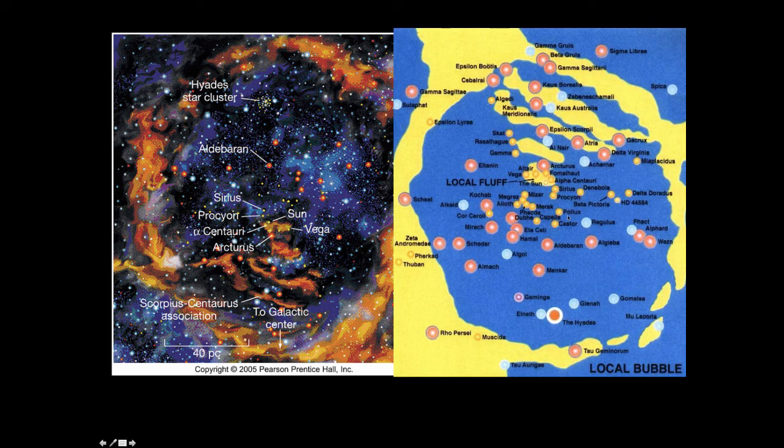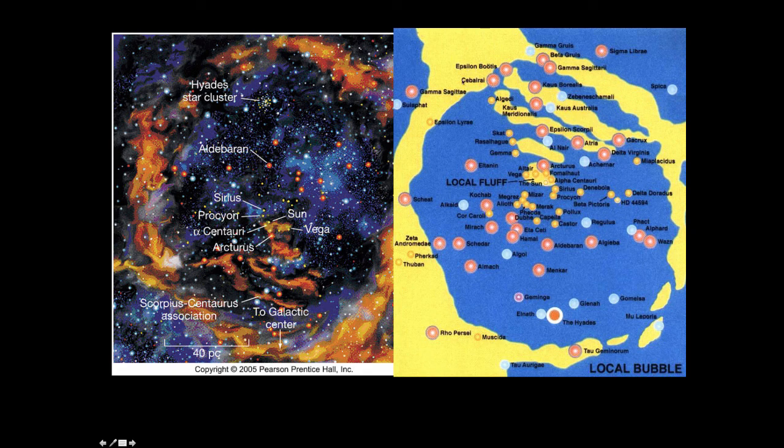Here is an artistic impression of a map that we've been able to make of the gas in our solar neighborhood. The yellowy orange gas that you see is coronal gas. The sun is roughly at the center of what appears to be a bubble. Here are some of our nearby stars. Here is another picture here. This is called the local bubble.